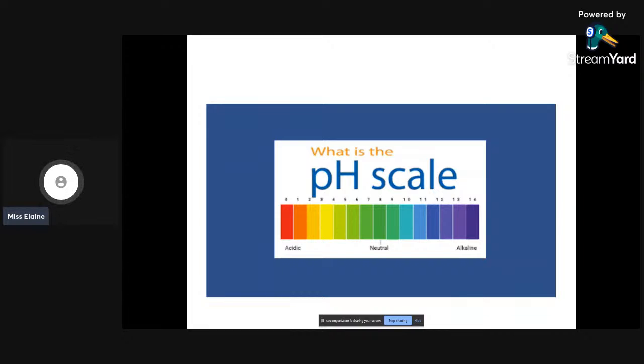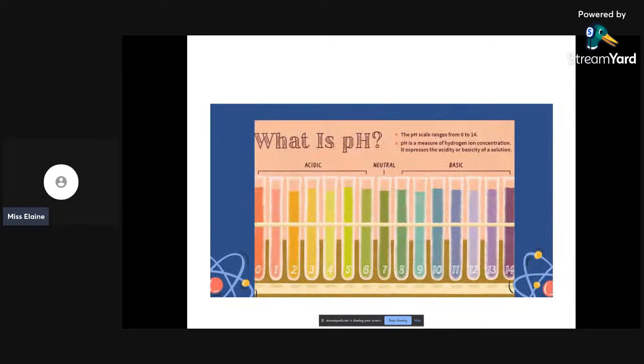So what is the pH scale? You always see this, right? Some products, like feminine wash, serums, or facial cleansers, also have a pH level. So, what is pH? The pH scale ranges from 0 to 14. Just 0 to 14.